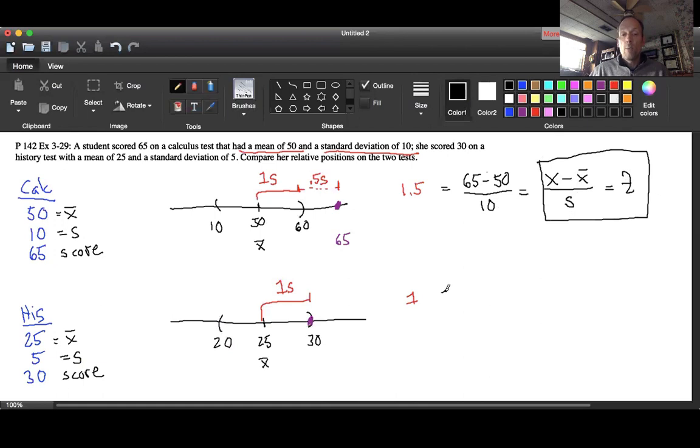For history, we set it up using 30, and take the difference between 30 and 25. We're going to take that total distance, and we want it in terms of standard deviations, so we divide by our standard deviation of 5. That brings us straight back to 1, using the exact same formula. Okay, now we're going to do one more example of this, and then we'll know virtually everything we need to know about how to use standardization.